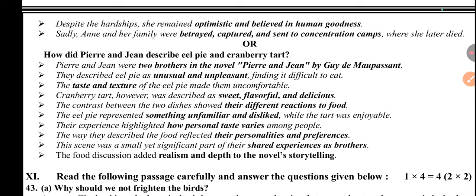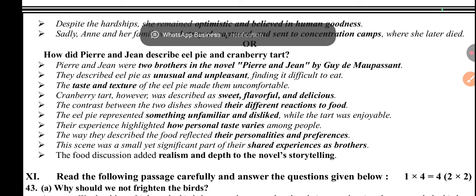For this question, they asked another R-type question. How did Pierre and Jean describe the ELP and cranberry tart? Pierre and Jean were two brothers in the novel Pierre and Jean by Guy de Maupassant. They described ELP as unusual and unpleasant, finding it difficult to eat. The taste and texture of the ELP made them uncomfortable.